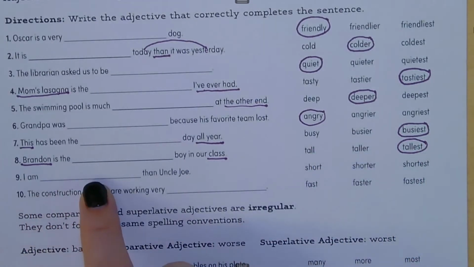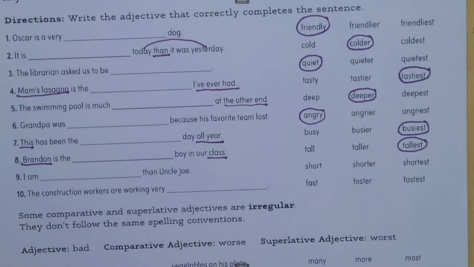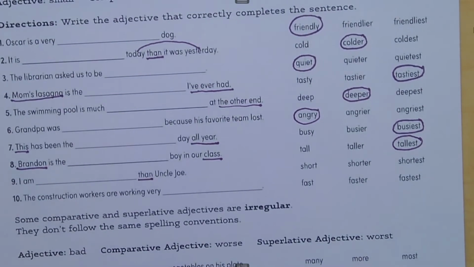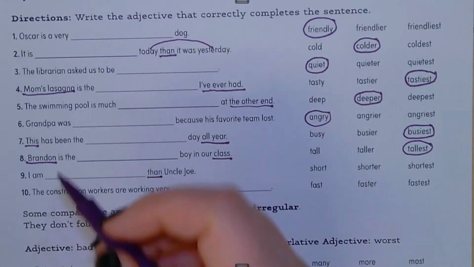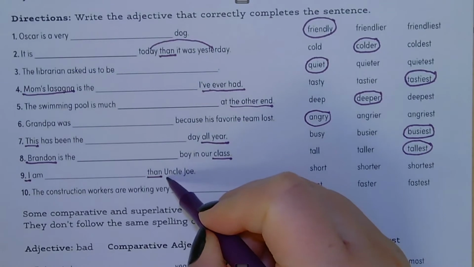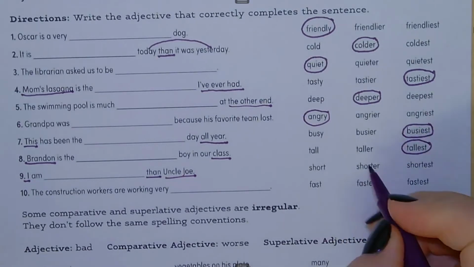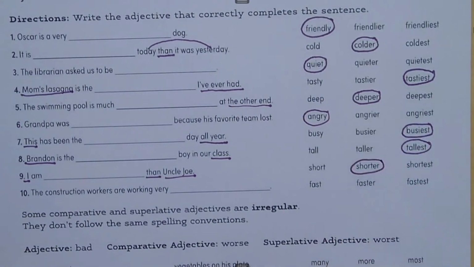All right, I am blank than Uncle Joe. Well, I see a hint. There's than. What are we comparing in this sentence? I to Uncle Joe. So we are comparing 2 things, I and Uncle Joe. When you're comparing 2 things, that's a comparative adjective, so we're going to look at the ER form, the comparative form. Shorter. Let's try it. I am shorter than Uncle Joe. Perfect.